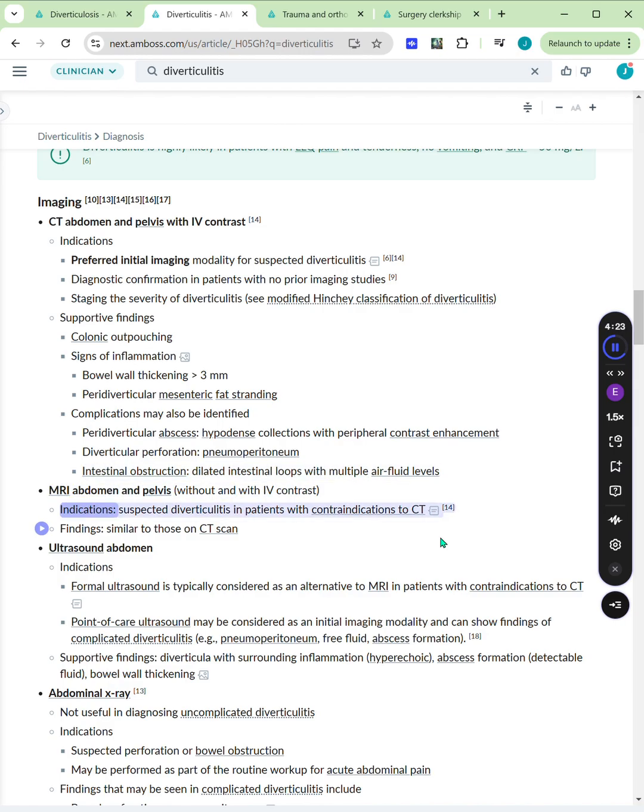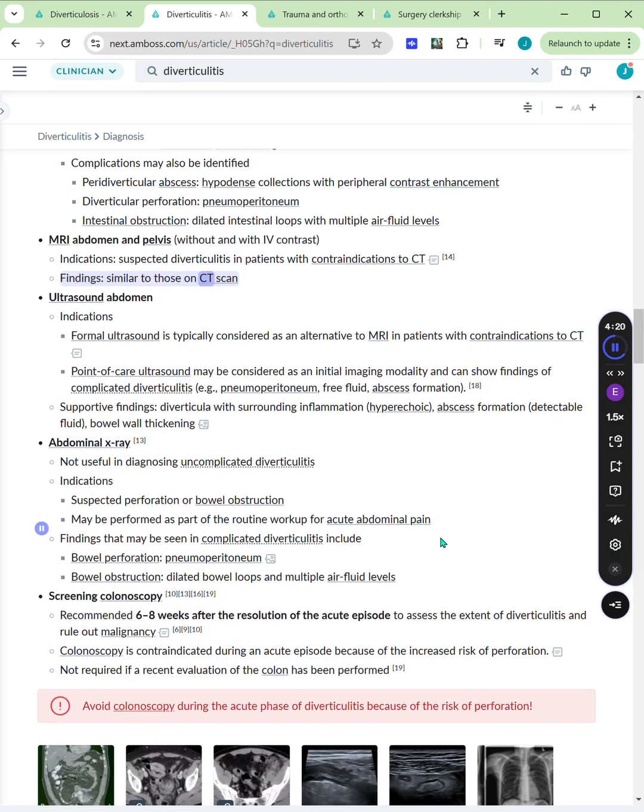MRI abdomen and pelvis, without and with IV contrast. Indications: suspected diverticulitis in patients with contraindications to CT. Findings similar to those on CT scan.